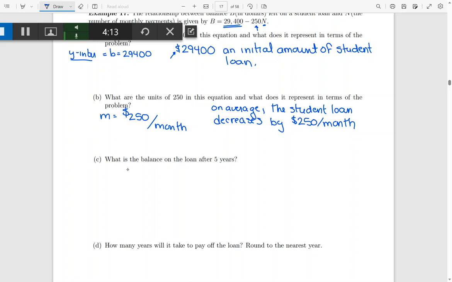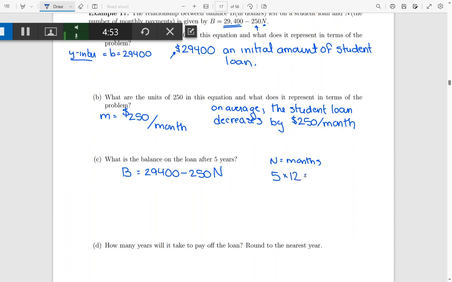What is the balance, so we're looking for B, on the loan after 5 years? Well, we have my formula, 29,400 minus 250N. But remember, N represents months. So if I plug in 5, that's just telling me what my balance is after 5 months. I want it after 5 years. So I have to convert 5 years to how many months. Well, there's 12 months in 1 year.